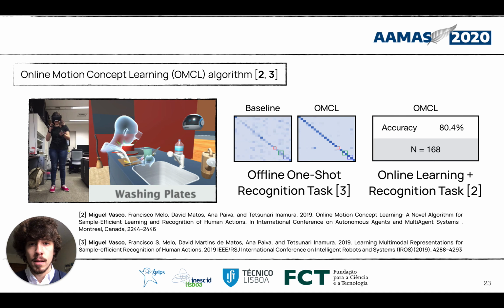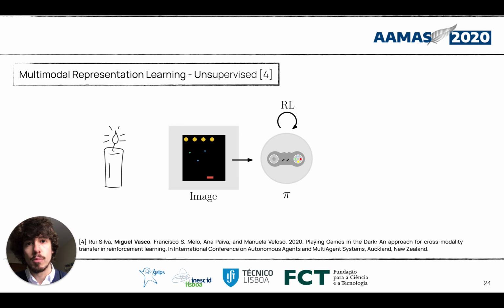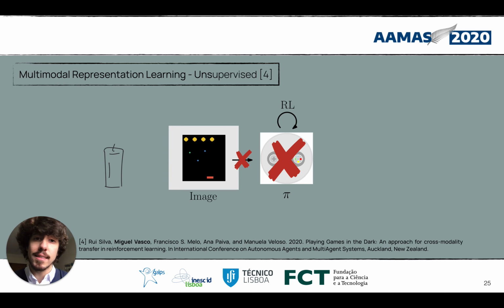So regarding the unsupervised learning of multimodal representations, we consider the domain of Atari games. And there's been a lot of recent development on new and improved deep reinforcement learning algorithms to learn to play these games. Yet, the majority of them assumes that the agent is always provided with image information at test time. In our work, we are interested in scenarios in which that does not happen.